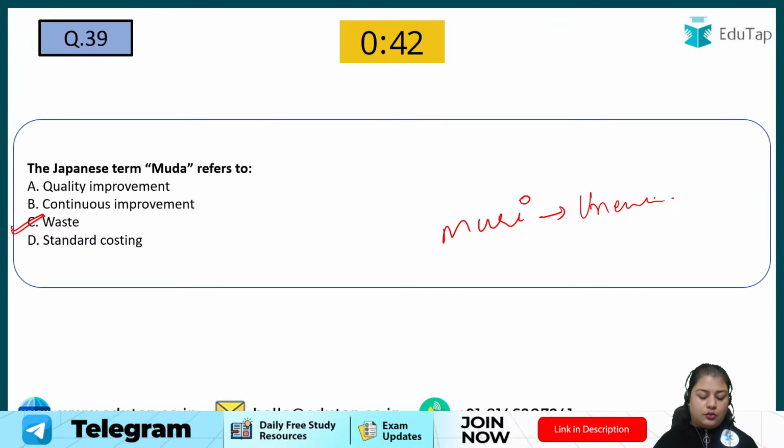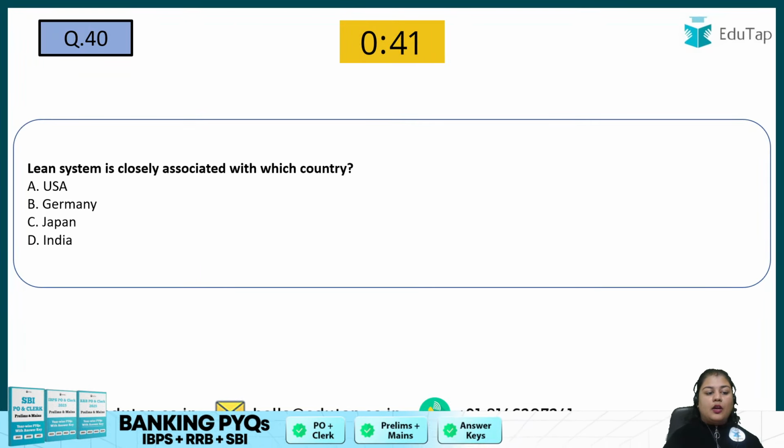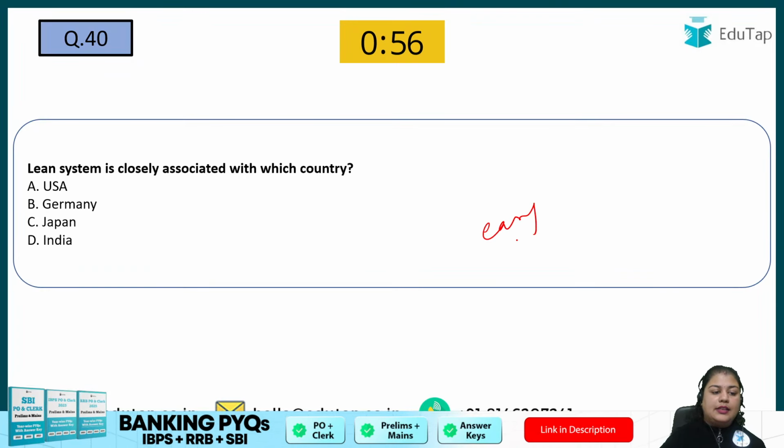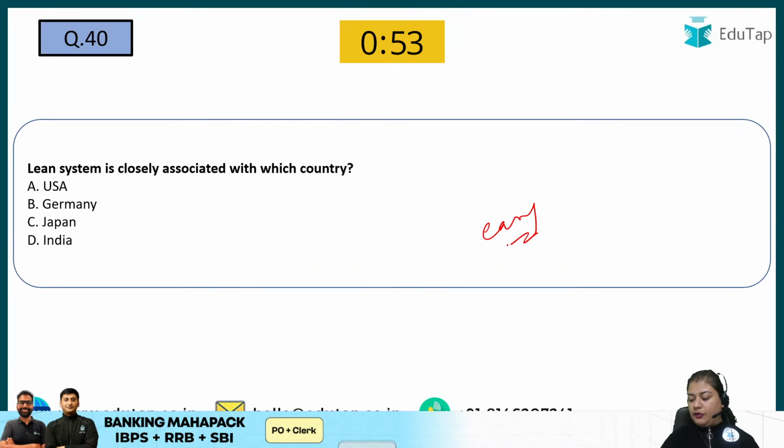Unevenness. So good. So muda is waste. Next, question number 40. Very easy question. Lean system is closely associated with which country?